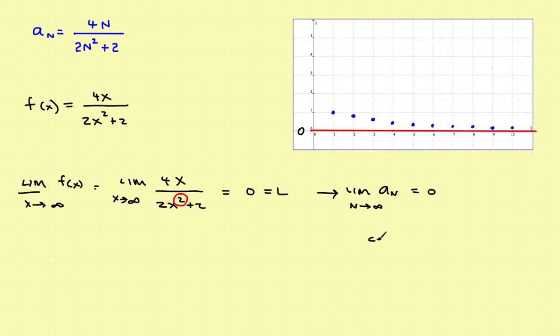So what this means is this will converge to 0. So the question is, does this sequence converge? And if so, what does it converge to? And you show that the limit of the sequence as n approaches infinity is equal to 0. Therefore, it converges to 0. So that one converges. It seems to be approaching 0. And let's take a look at our next example.